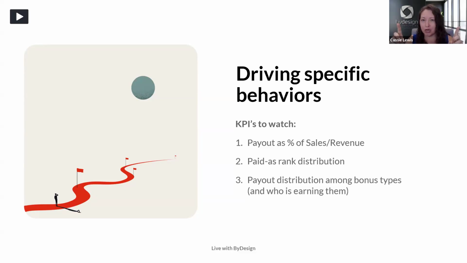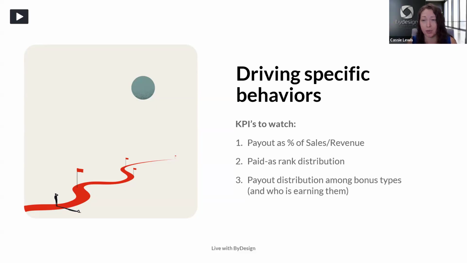So take a look at each one of your bonus types. Why did you add it to your comp plan? What kind of behavior were you trying to drive? And is the result actually doing what you wanted it to do? And the only way to know that is if you're looking at the bonus types individually and who has earned them. This is one of those things I will say I love about our comp plan tooling here at ByDesign: every single payout you can drill down not just into the ranks but into the individual bonus types.